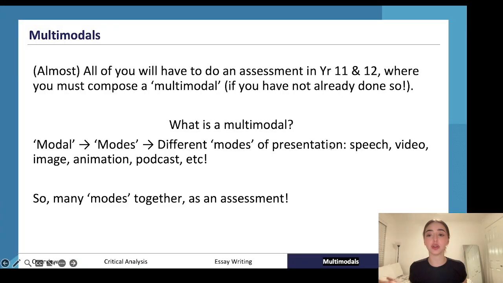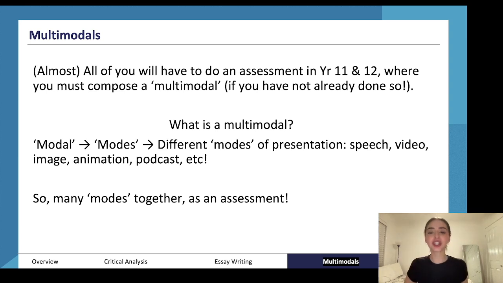Because it is something that you guys will, as I said, do in year 11 at some stage, and definitely do in year 12, either in the common module or module A. I haven't ever had a student that's had to do it in module B, but at some point in year 12, you have to do a multimodal. Typically, it's a common module. Some students do it in module A.